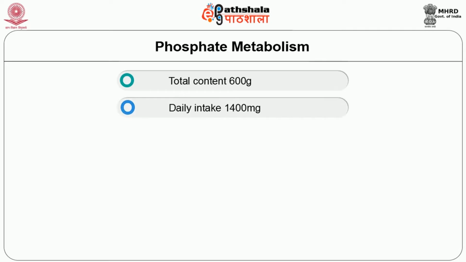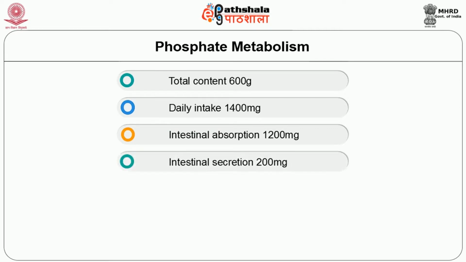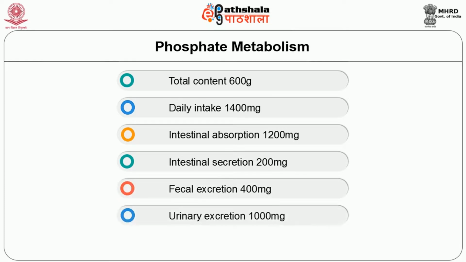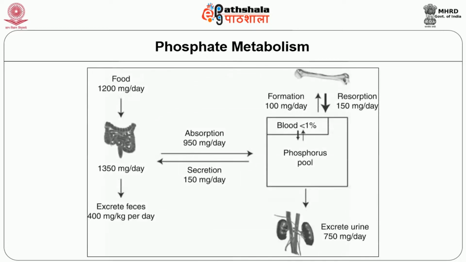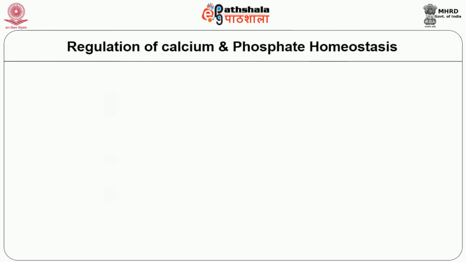The total content of phosphates in the human body is 600 grams, and the daily dietary intake of phosphates is 1400 milligrams, out of which 1200 milligrams is absorbed in the intestine. At the same time, the intestine also secretes 200 milligrams. The fecal excretion of phosphates is 400 milligrams, whereas 1000 milligrams of phosphates is excreted via urine. 200 milligrams of phosphates from the plasma is constantly exchanged with the bones. This picture outlines the phosphate metabolism.